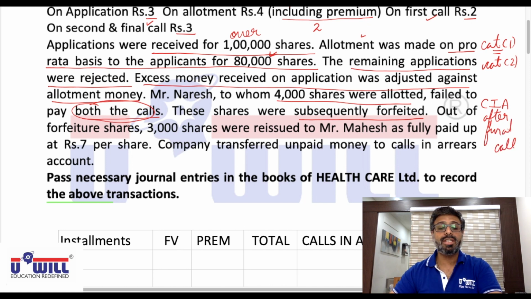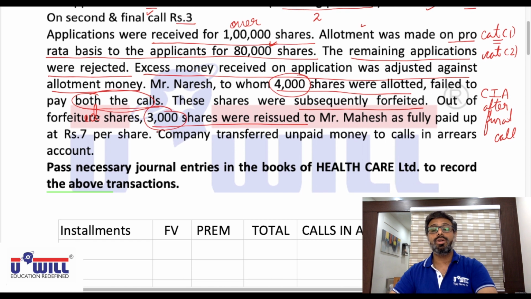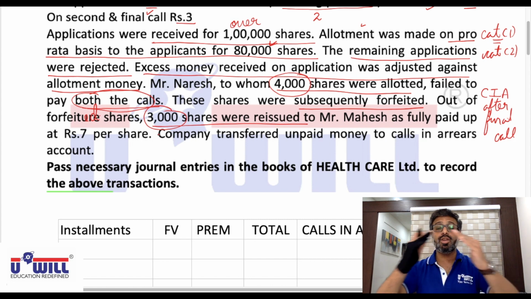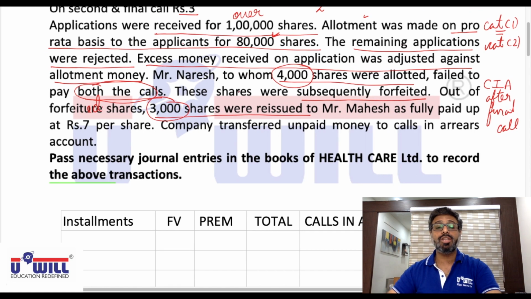Out of the forfeited shares, 3,000 shares were reissued. 4,000 are forfeited, but only 3,000 are reissued. So if you all remember that forfeiture working, you will divide in two parts. 3,000 reissued and 1,000 not reissued. I repeat, amount forfeited is working, we will have forfeiture on 4,000 shares, but we will divide in two parts, 3,000 reissued and 1,000 not reissued. Because in the last journal entry, when we count profit, we have to count only on 3,000 shares which are reissued.